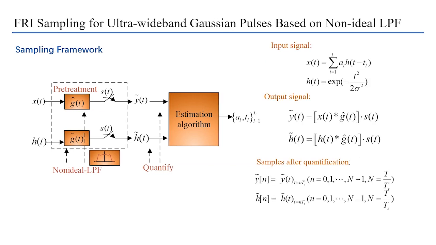Input signals x(t) and h(t), y(t) and h(t) can be obtained from the sampling structure, and then samples can be obtained after quantization. But those samples y_n and h_n contain non-ideal errors in phase caused by the non-ideal LPF, which can lead to low reconstruction accuracy. We design a new estimation algorithm to eliminate the non-ideal phase errors from these samples.